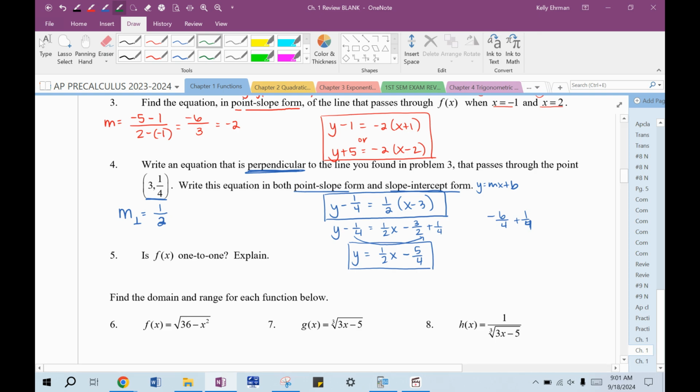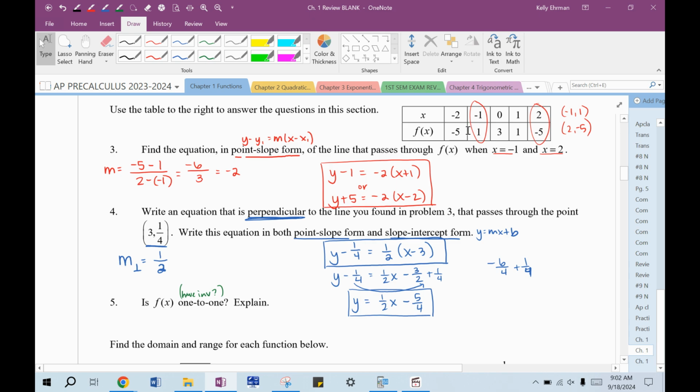All right, this is from section 6. Is f of x 1 to 1? And explain. So remember, 1 to 1 means does f of x have an inverse? So is f of x 1 to 1 is another way to say, does f of x have an inverse? All right, so let's look at f of x. 1 to 1 means no repeated y values, right? Every output has exactly one input. So look back at this table.